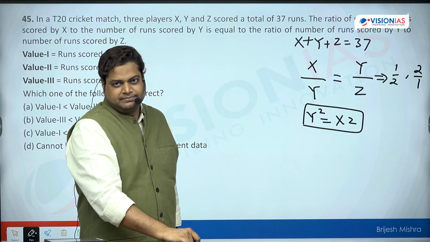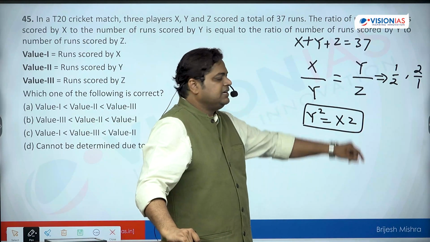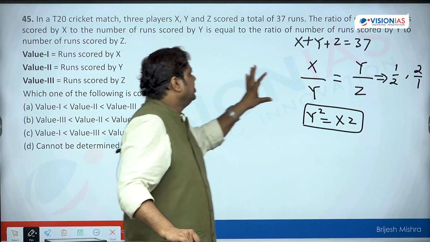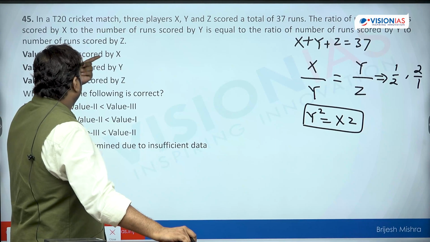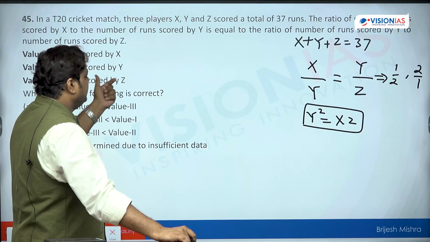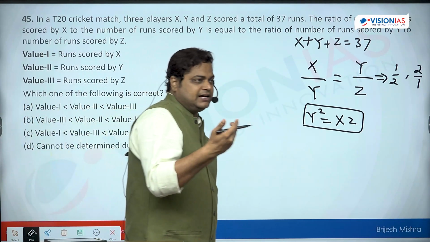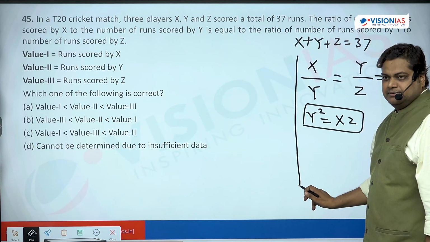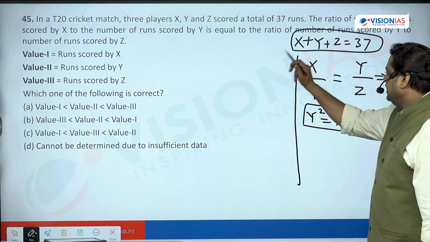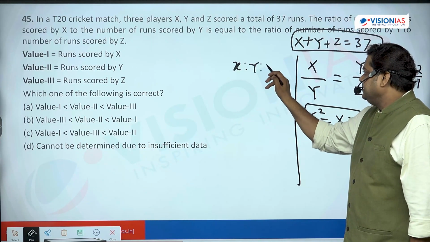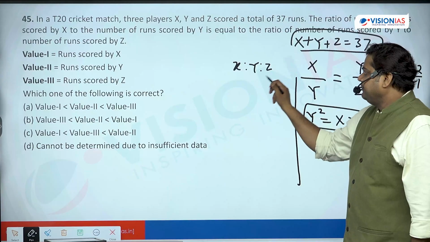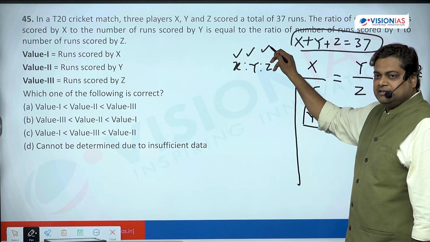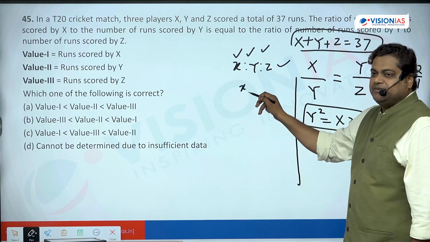X by Y is equal to Y by Z. What they are asking is the runs scored by X, by Y, by Z. Which value is larger, which value is smaller? For that, we need to have a definite relation. If X is to Y is to Z is given, and this value is given, then only we can get the exact value of X, Y and Z. Then only we can say which one is bigger, which one is smaller.